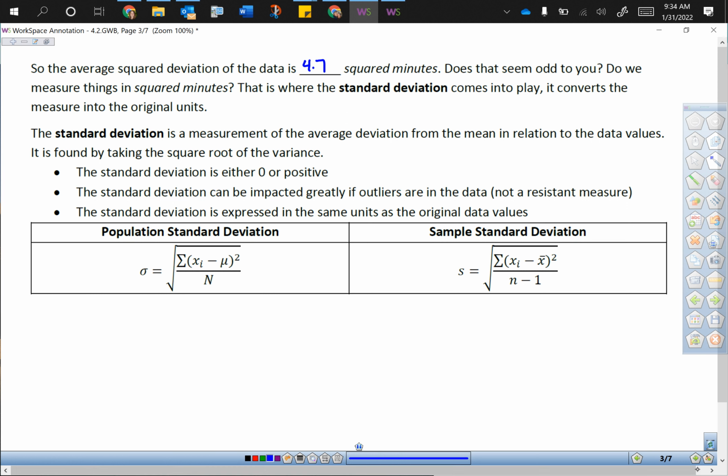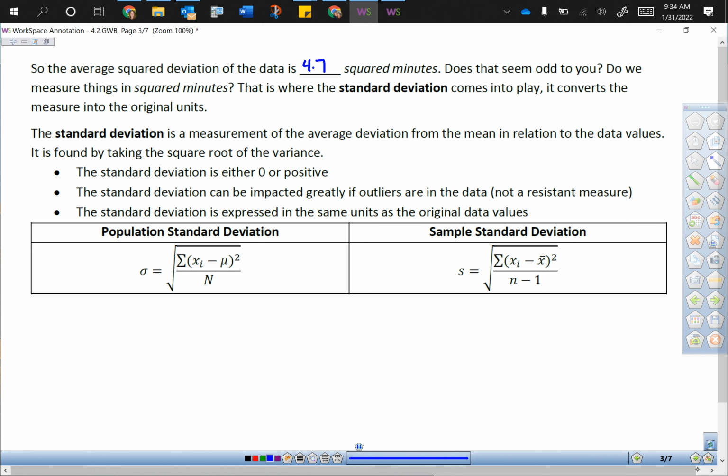But that doesn't make much sense at all. The average squared deviation is 4.7 squared minutes. Do we measure things in squared minutes? No, that's a very weird, very strange measurement. That doesn't make any sense. That's where standard deviation comes into play.